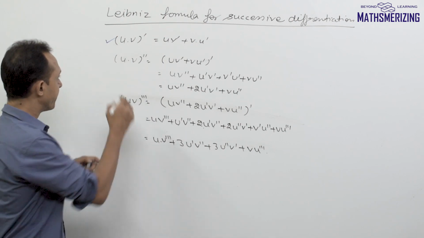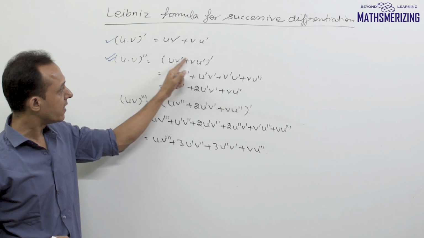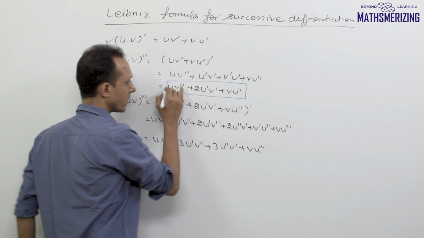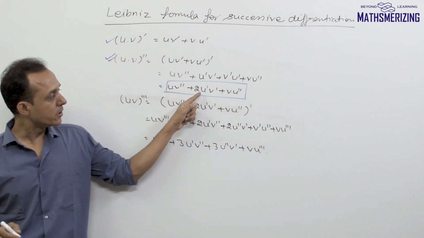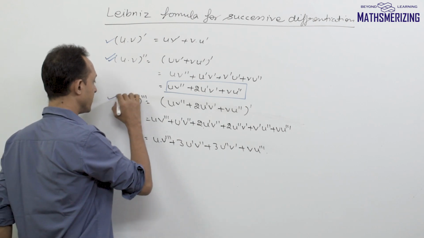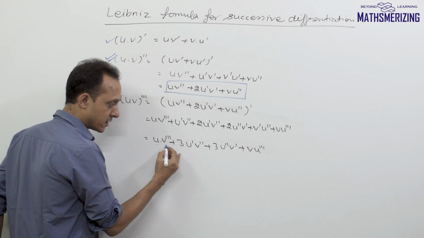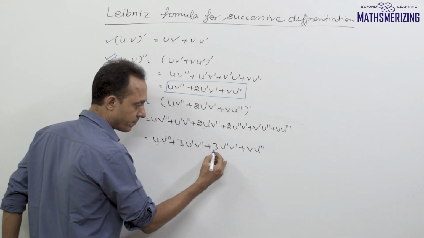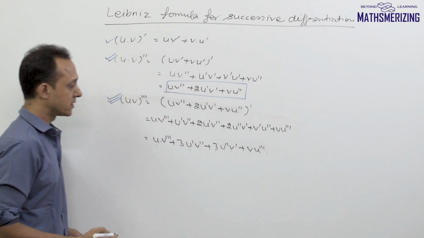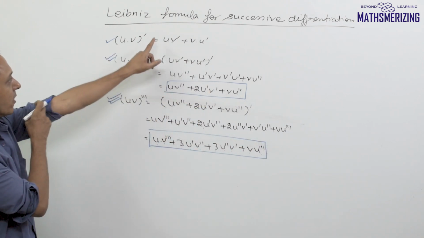Now if I differentiate it again, the first derivative will be u v dash plus v u dash, and if I differentiate it again, I'll get this result, which is u v double dash plus 2 u dash v dash plus v u double dash. And if I differentiate it one more time, I'll end up getting u v triple dash plus 3 u dash v double dash, 3 u double dash v dash, and then v u triple dash. So if I look at these three results, then look at the coefficients here, right?